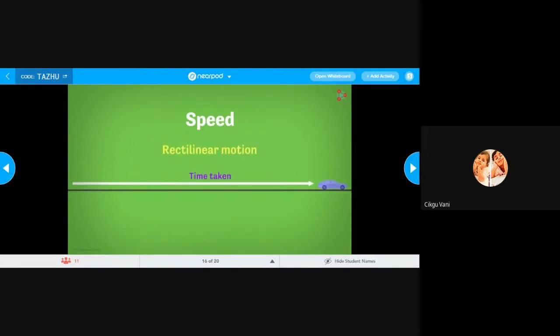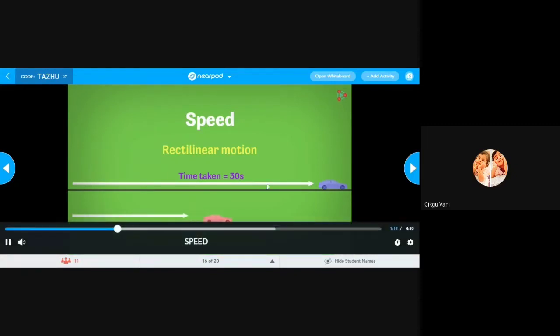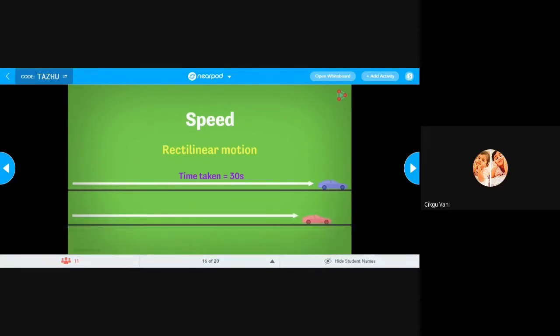Suppose the time it takes to reach the other side is 30 seconds. Now consider another car which is similar to the first one. It's also moving in a straight line path adjacent to the first one. The time taken by this red car to cover the same length of the road is 40 seconds. The blue car covered the path length in 30 seconds, while the red car covered the same path length in 40 seconds. Which one of them was moving with greater speed? By intuition, we can say that the blue-colored car was traveling at a greater speed than the red one. Why? Because the blue car covered the same distance in lesser time.